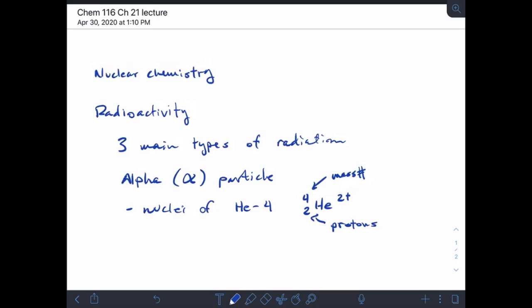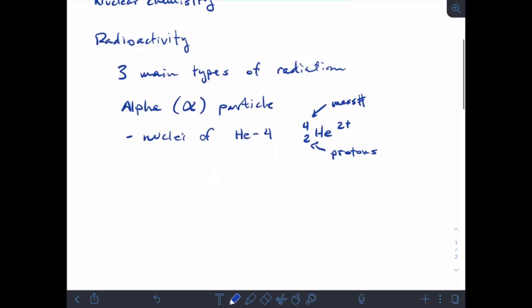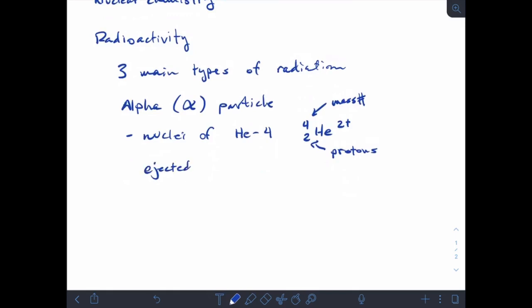So a nucleus of helium-4 is ejected spontaneously from certain elements. Things like plutonium, uranium, things of that nature. So alpha particles, in comparison to other radioactive particles, are big. They're great big things with 2 protons and 2 neutrons, but their penetrating power is low.